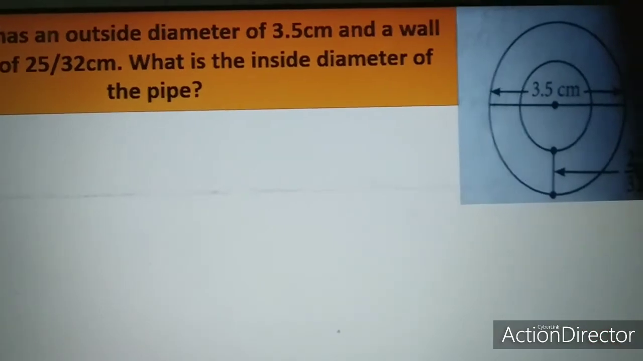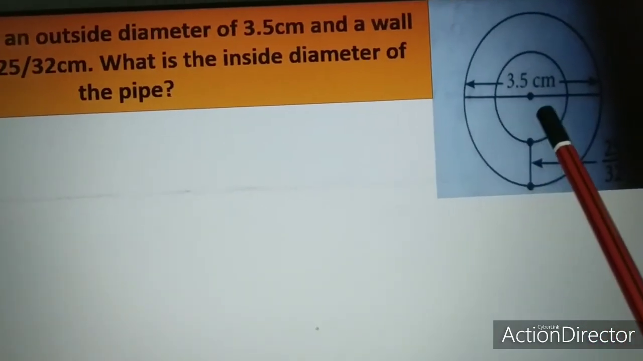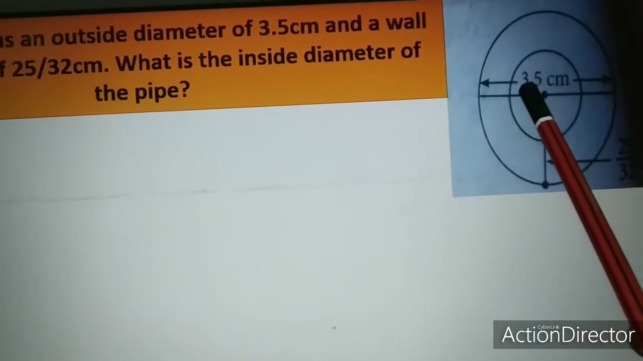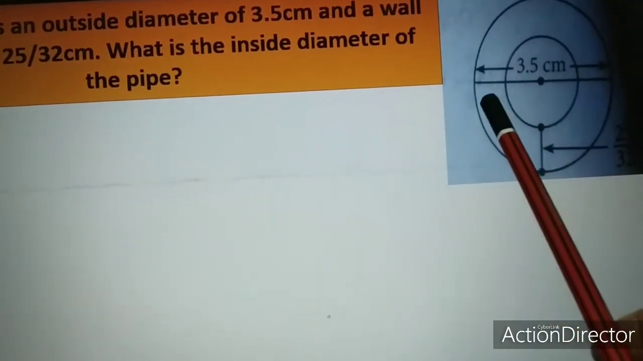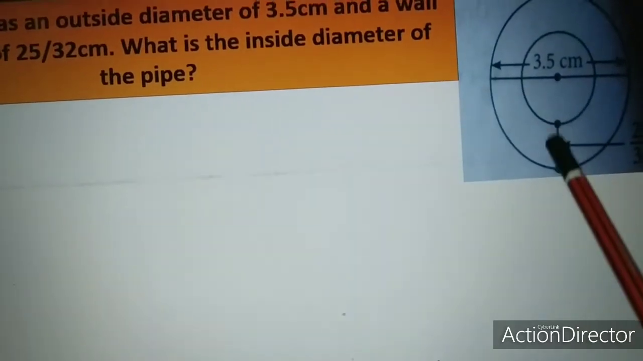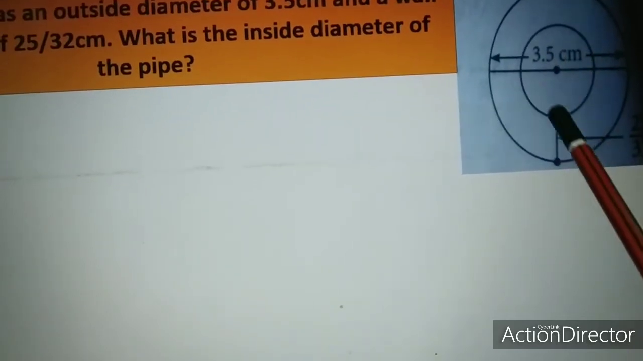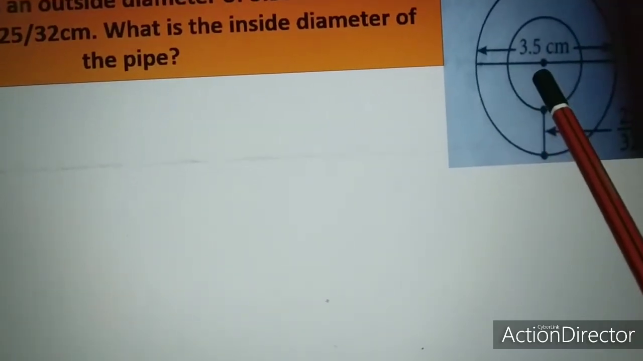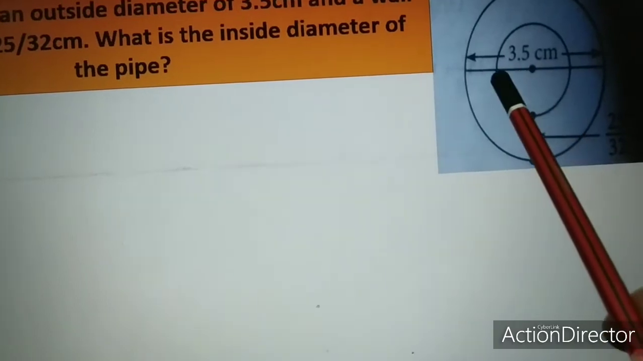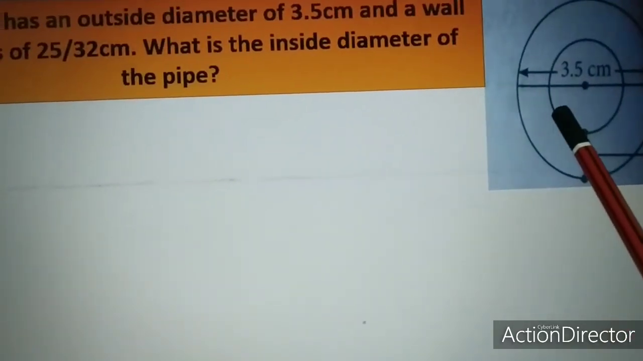Outer diameter is given. So first let us find out the outside radius. What will the outside radius be? 3.5 divided by 2. So this whole length is 3.5 divided by 2, and if I subtract this thickness, I will get the inner radius. After I get the inner radius, I will multiply it by 2 to get the inner diameter. So let us proceed now.